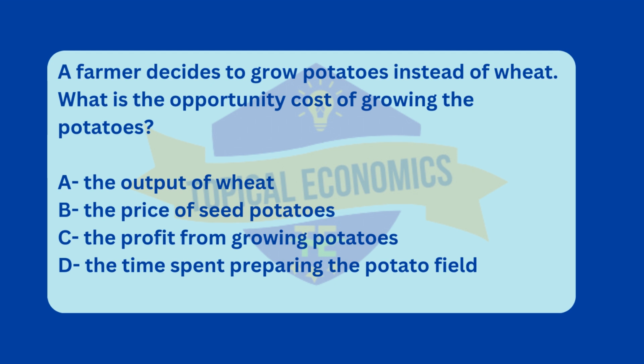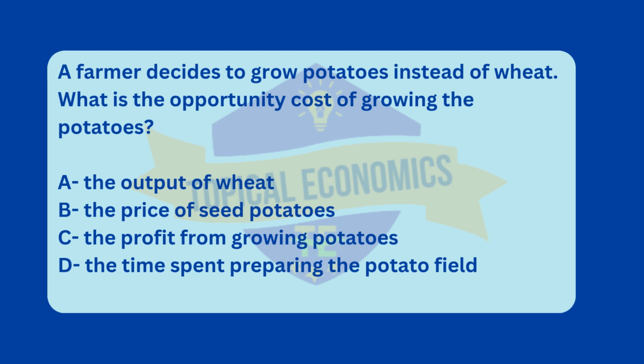The correct answer for this question is option A. The output of wheat. Opportunity cost refers to the value of the next best alternative that is foregone when a decision is made. In this case, the farmer decides to grow potatoes instead of wheat. The opportunity cost is the benefit that the farmer gives up by choosing one option over the other. The farmer could have used the land to grow wheat but instead chooses to grow potatoes. Therefore, the opportunity cost is the output of wheat that could have been produced on the land, but is not produced because the farmer chose to grow potatoes instead.